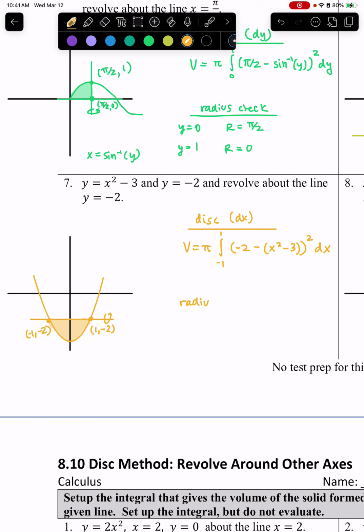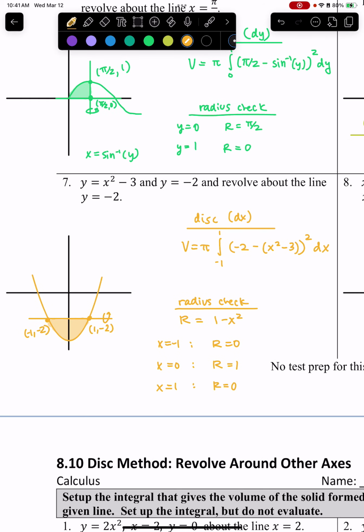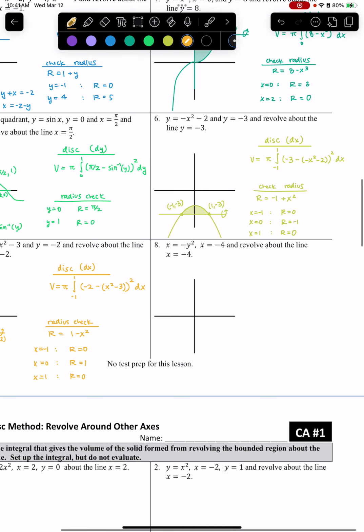Let's do a quick radius check. Our radius function that we just wrote is negative 2 plus 3. It's going to be 1 minus x squared. When x is equal to negative 1, our radius should be 0, which it is. When x is equal to 0, our radius is 1, which checks out. And when x is equal to 1, our radius is 0, which checks out. Okay, last one.